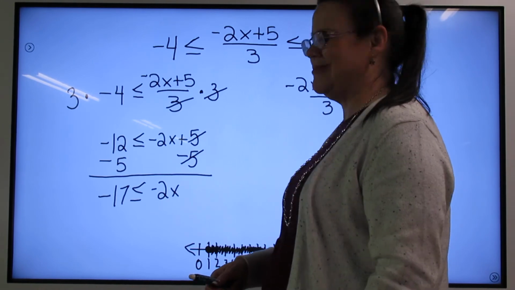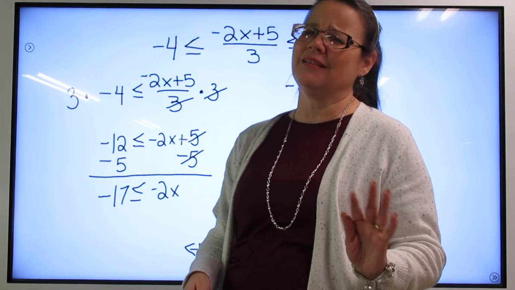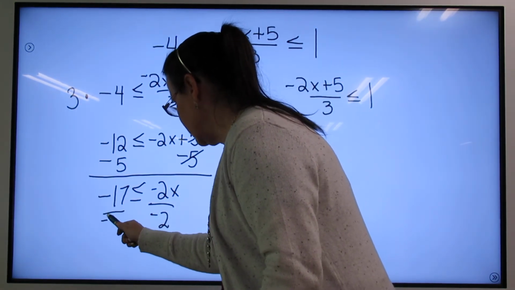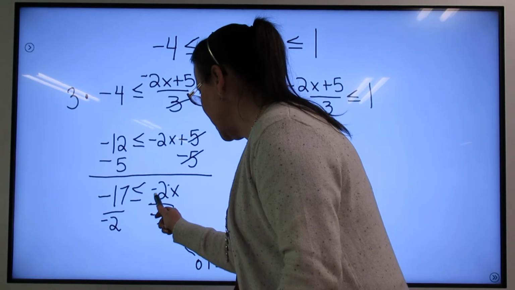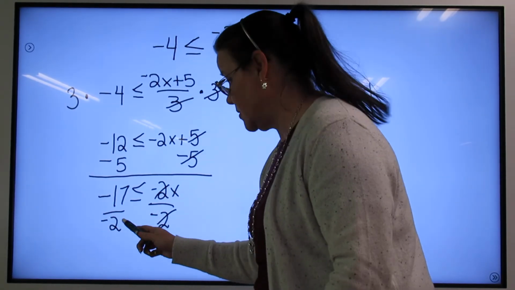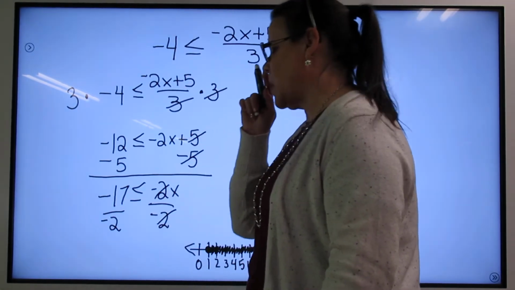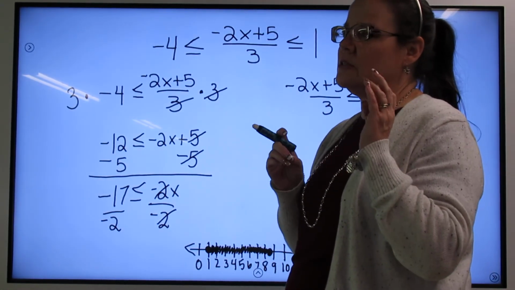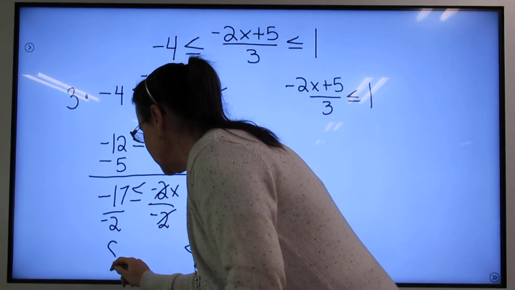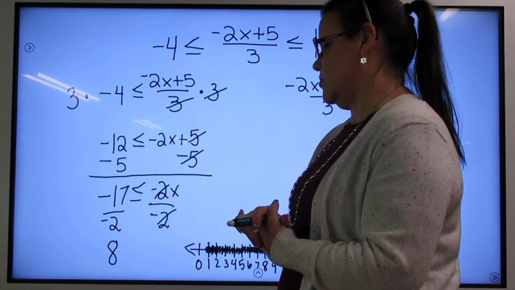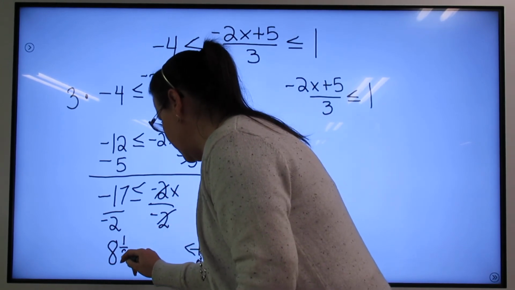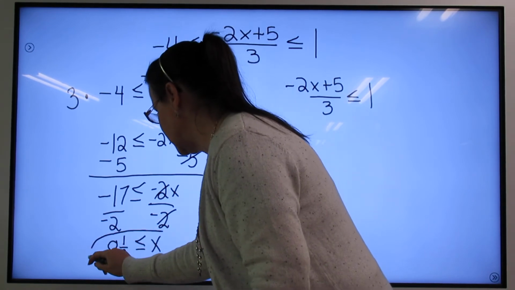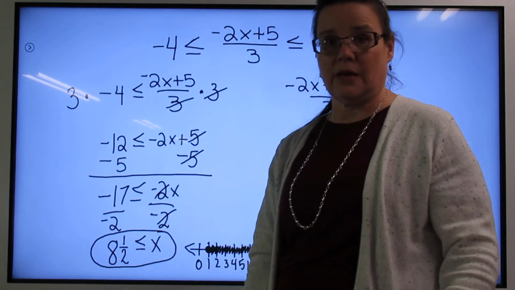Well, that doesn't really make any sense, but let's see what we can do. Negative 2, negative 2. It's going to be positive, because negative divided by negative is positive. And you could do a decimal. How many 2's goes into 17? 8. And then you have 1/2. And then we have x is greater than or equal to 8.5.